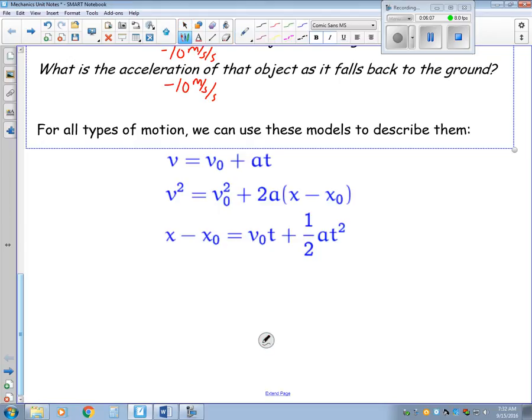This first one comes from the definition of acceleration. You just got to do a little bit of algebra, but hopefully you can see how that's the same. This third one, I prefer to write it a little differently. This one is universal. It works for all forms of motion.